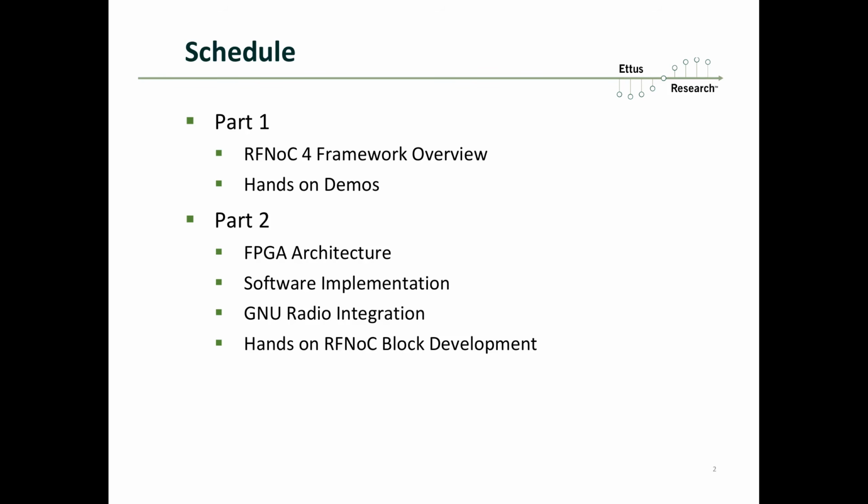In Part 1, we'll introduce the rfnoc-4 framework and give an overview of its architecture and highlight what's new in version 4. We'll then show a demonstration of rfnoc in action. In Part 2, we'll take a deeper dive into rfnoc and look more closely at the software architecture and the hardware FPGA architecture. We'll then go through an exercise of creating a new rfnoc block from scratch and integrating it into UHD and GNU Radio.